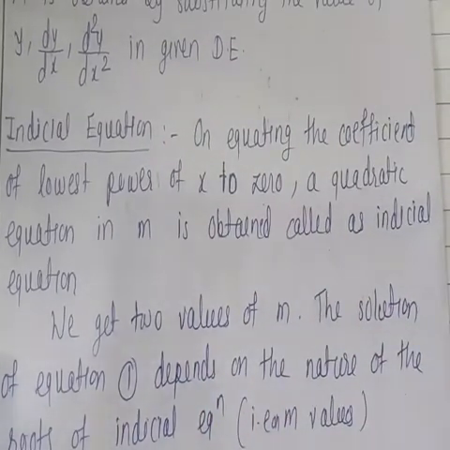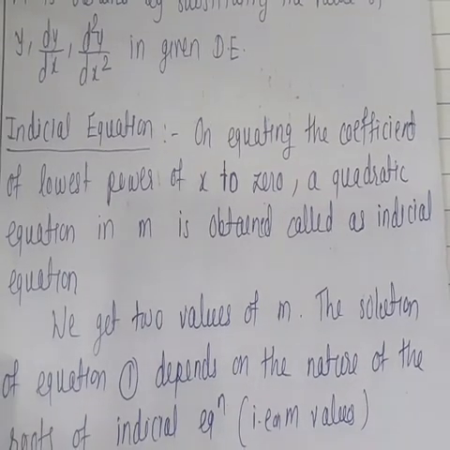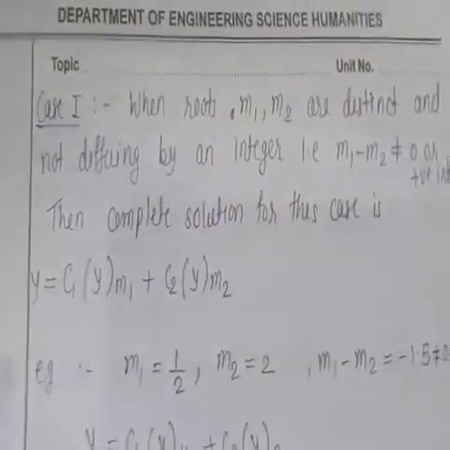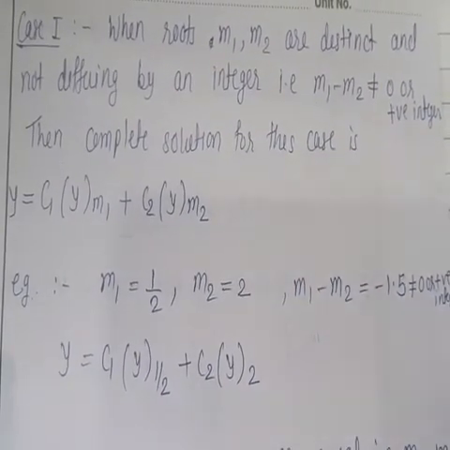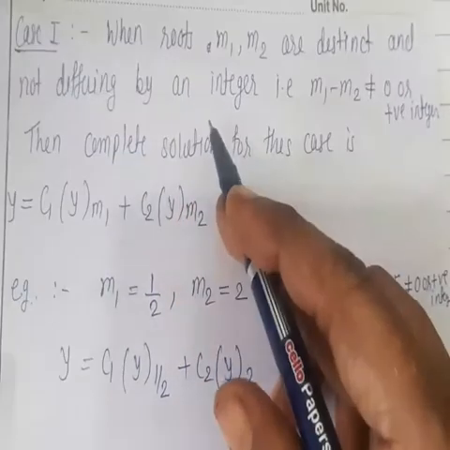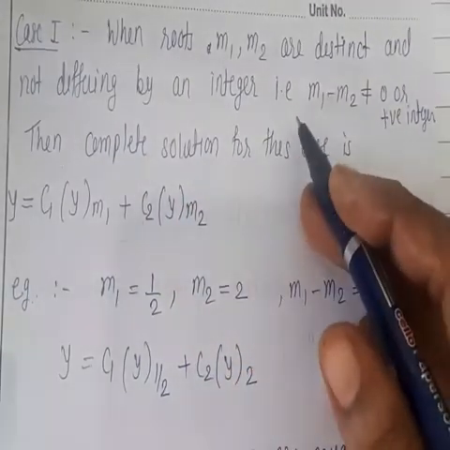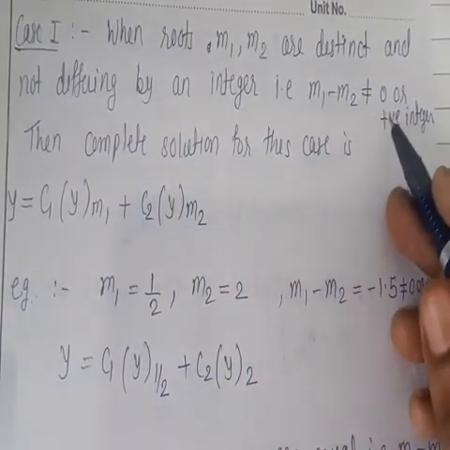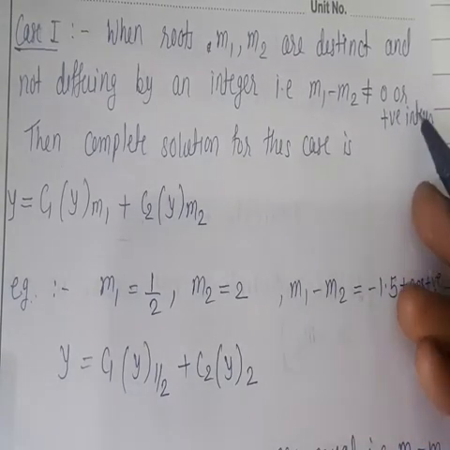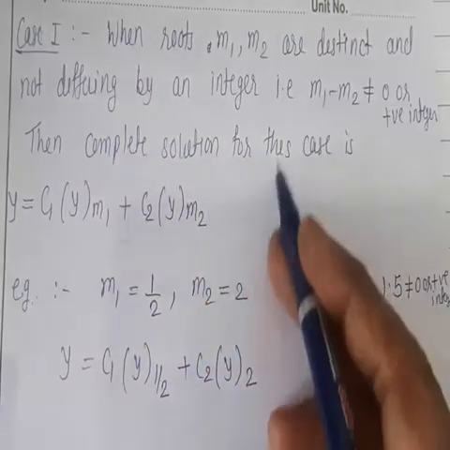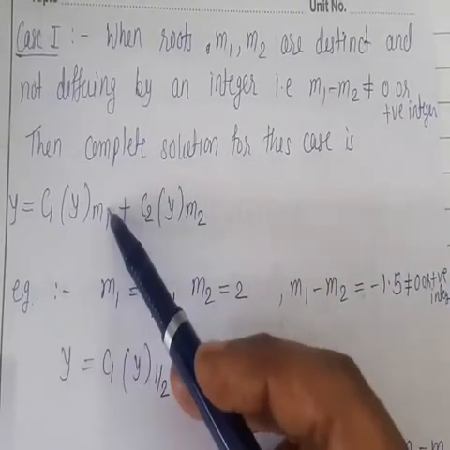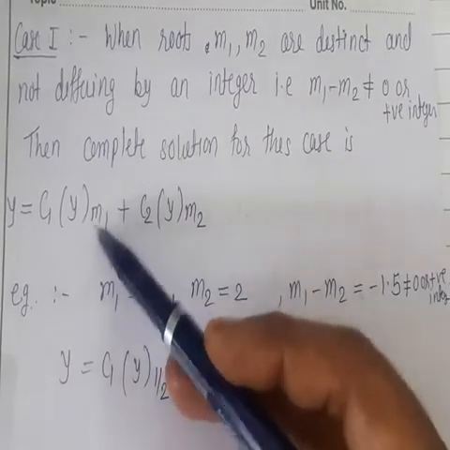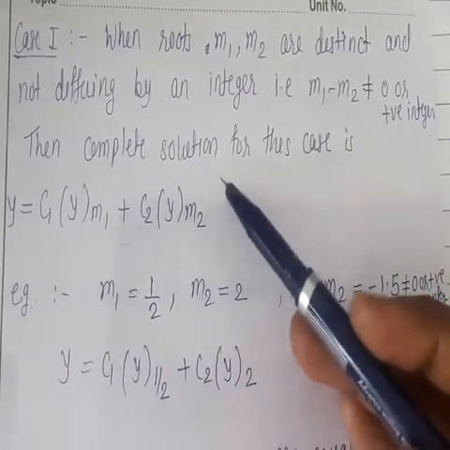Now there are four cases to write down the solution by this Frobenius method. First one is case 1, when roots m1 and m2 are distinct and not differing by an integer, that is, m1 minus m2 is not equal to 0 or a positive integer. Then the complete solution for this case can be written as y is equal to c1 into y at m1, means c1 into y at the first root, plus c2 into y at the second root.